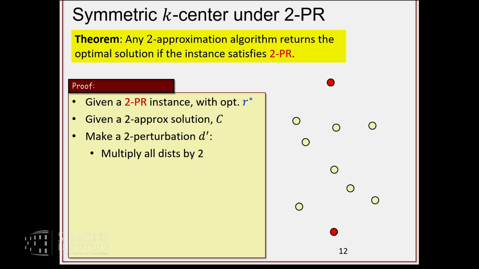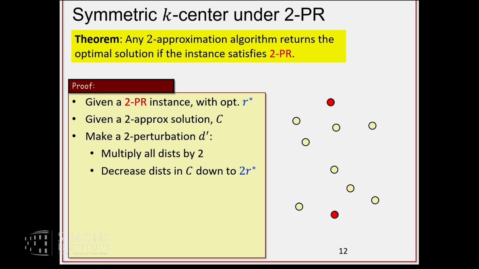First, I'm just going to multiply every distance in the graph by a factor of 2. And then I'm going to decrease some of the distances. If they were greater than 2R star, I'm going to make them exactly 2R star. In particular, I'm going to decrease these distances between a point and its center in the two approximate solution C.